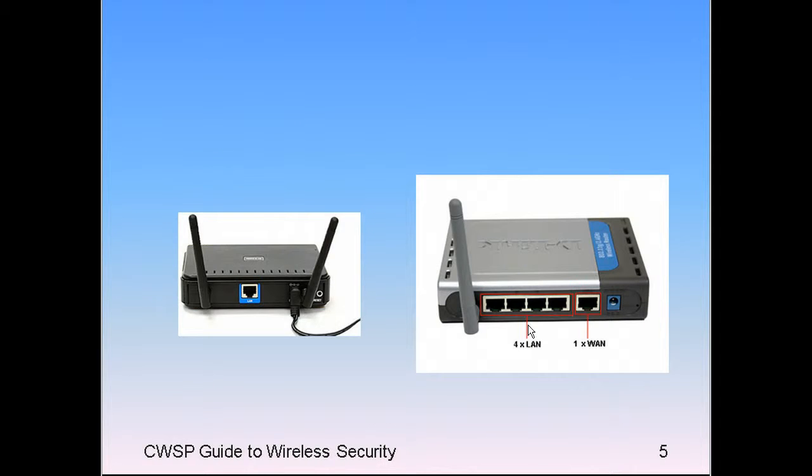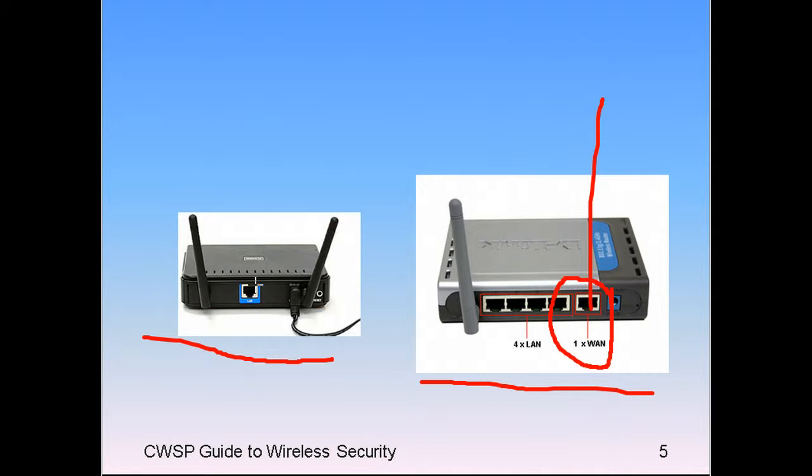What I've done is get pictures of an access point here, and a wireless router here. And notice the difference is in the wireless router we have this WAN port, which goes to the internet. Over here we simply have a single RJ45 connector, and our wireless signal goes out and connects the wireless clients to our local area network.